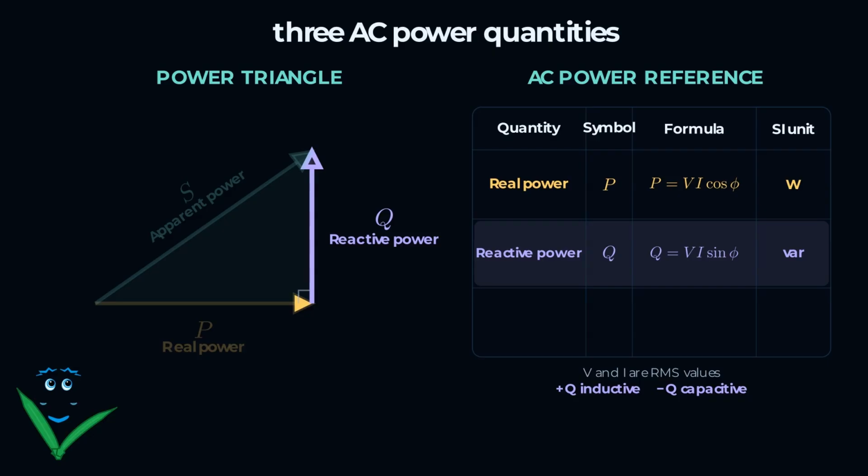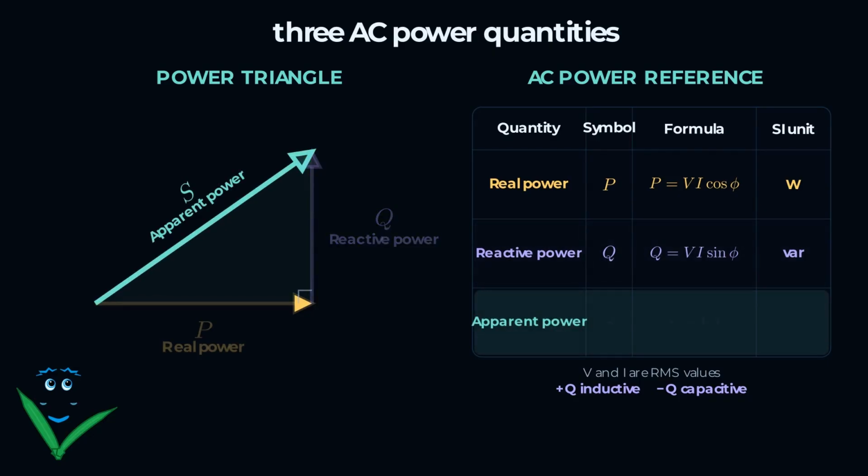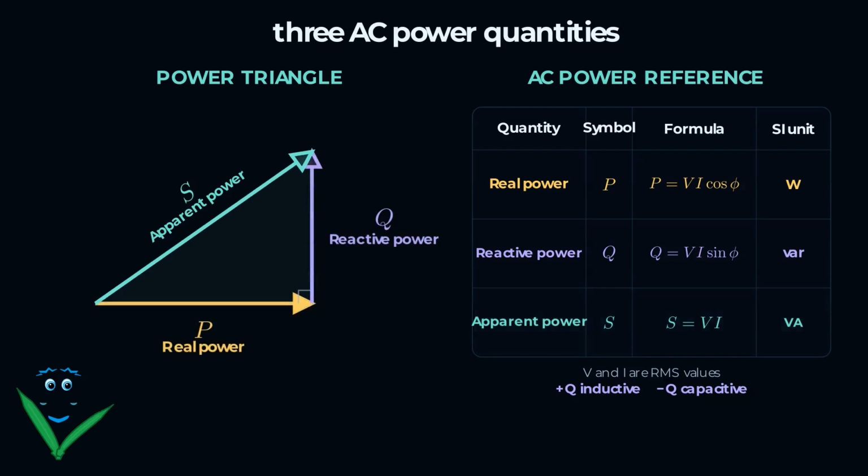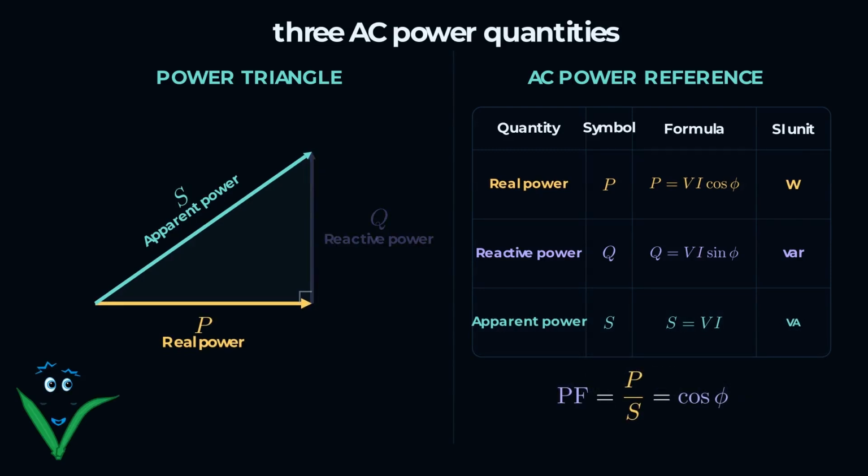The product of the RMS voltage and RMS current is called apparent power. It is represented by capital S and is measured in volt-amperes, or VA. Apparent power describes the total electrical loading placed on the source and the equipment supplying the circuit. The power factor can also be found by dividing the real power by the apparent power.